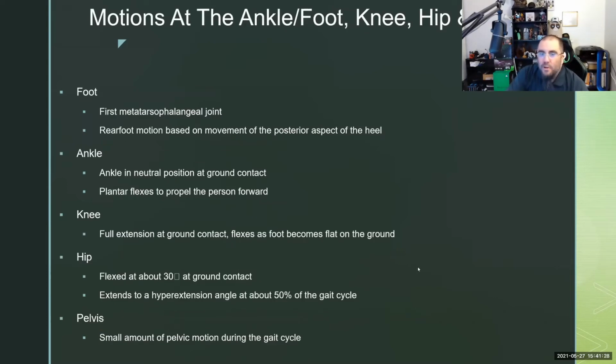So what motions occur? At the foot, there's a lot of motion occurring at the first metatarsophalangeal joint. So that's at your big toe. When you're doing toe off, there's a lot of motion that occurs there. Most of your rear foot or hind foot motion is based on movement at the posterior aspect of the heel, so kind of rocking on that heel. The ankle has a lot of motion. The ankle will actually go through almost full dorsiflexion to full plantar flexion. So that means the ankle requires a lot of motion. The knee will go from about 0, meaning full extension, to about 60 degrees.